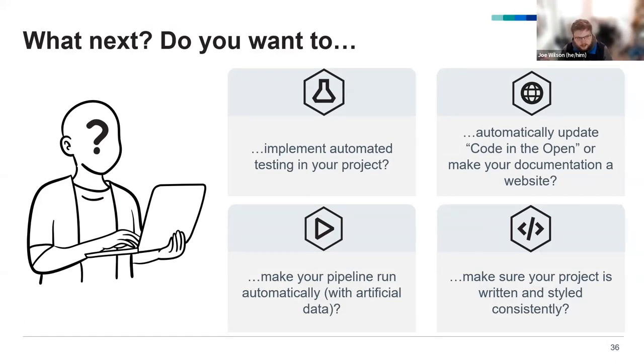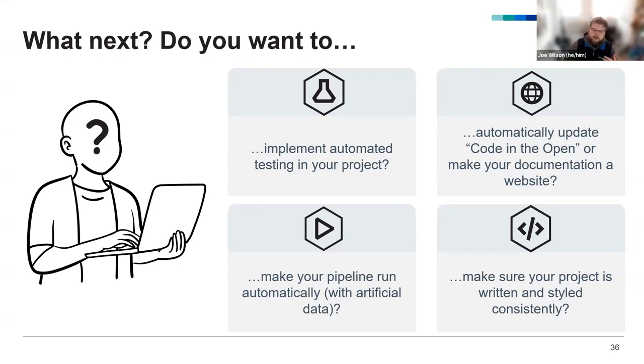As we've shown, we can implement automated testing in your project and make sure your code is always tested to the full extent before it's merged. You can automatically update your code in the open. With RAP unit of practice, we use this process to automatically publish our documentation as a website. So if you use Quarto or MkDocs or any other package, you might want to have your markdown automatically created into an HTML website. You might have a pipeline that you want to put out in the open.